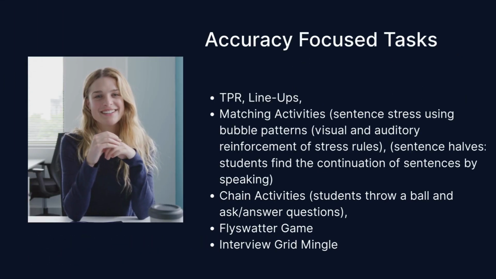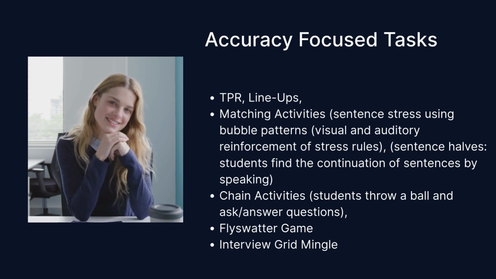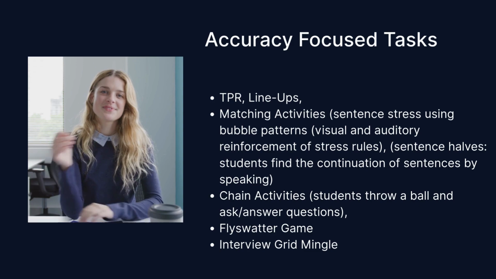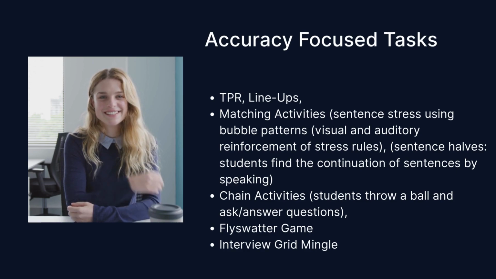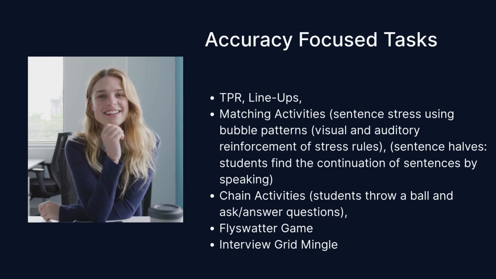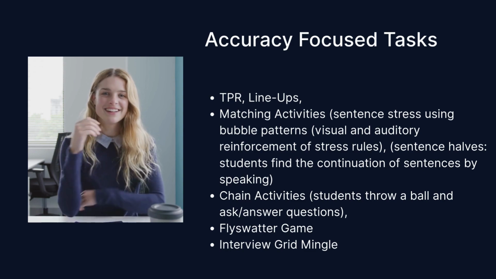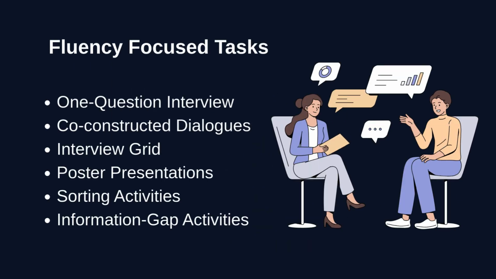Accuracy refers to the correct use of language forms, such as grammar, pronunciation, and sentence structure. Activities like matching tasks or interview mingles are designed to build this accuracy. These tasks often involve repetition, patterns, and structured practice. For example, students may match sentence halves, practice pronunciation with the Fleischwater game, or work with present perfect grammar through guided questions.